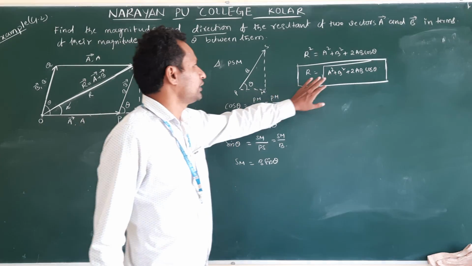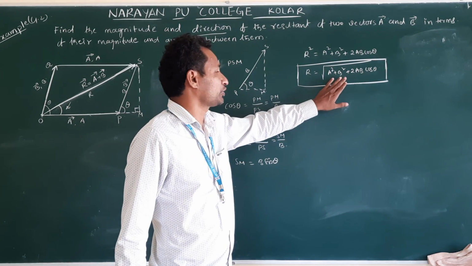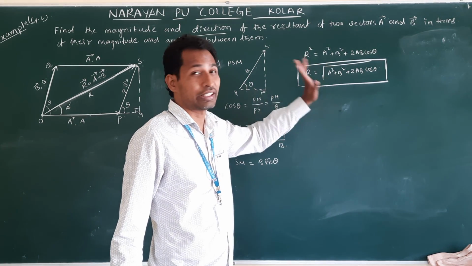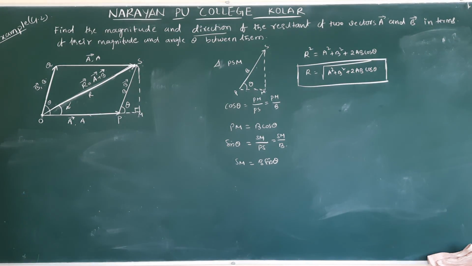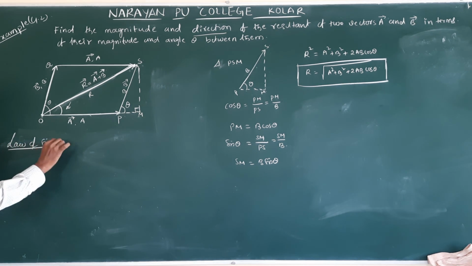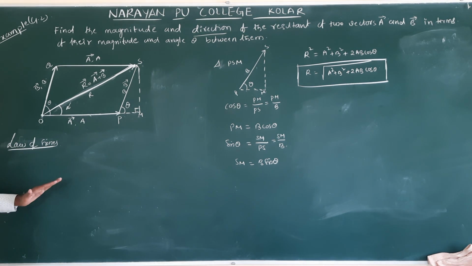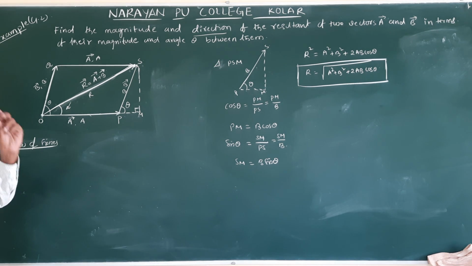This is sometimes called the law of cosines. Clear? Now we will see the law of sines. What is this law of sines? This is very simple. We don't expect this for PU, but this law helps to find the answers in competitive exams by a simple method.